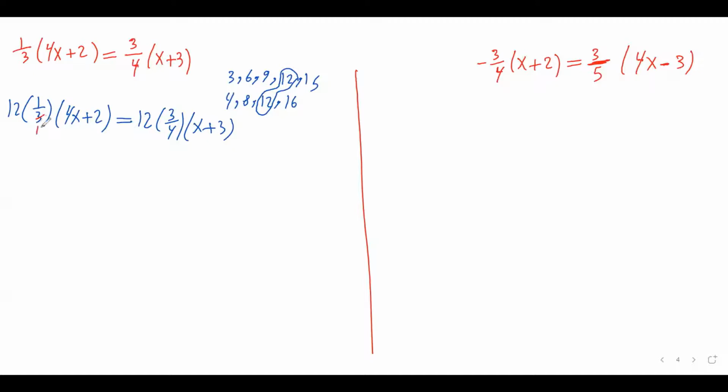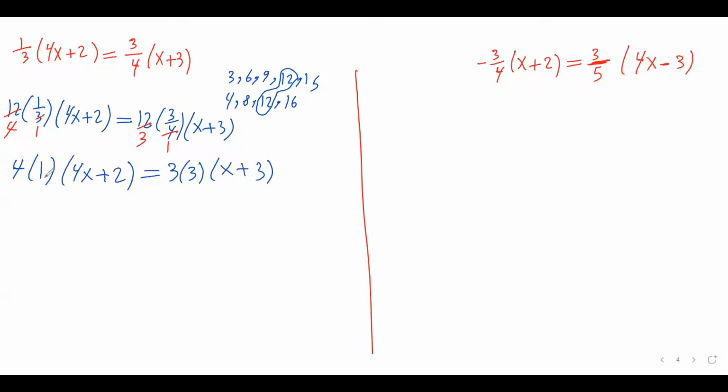So 3 over 3 is 1, 3 goes into 12 4 times. So here becomes 1, 12 divided by 4 is just 3. Okay, so on the left side I have 4 times 1, which is 4, times this bracket. Let's write it: 4 times 1 times 4x plus 2 on the left side. And on the right side I have 3 bracket x plus 3.